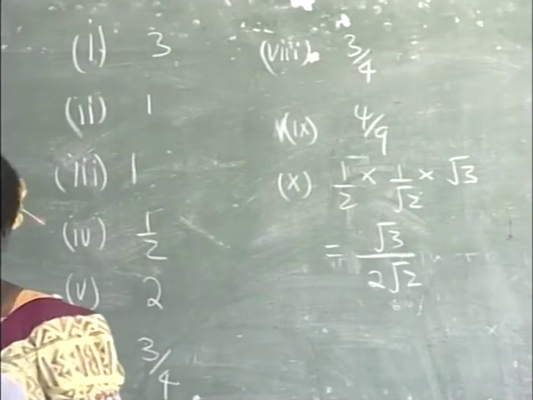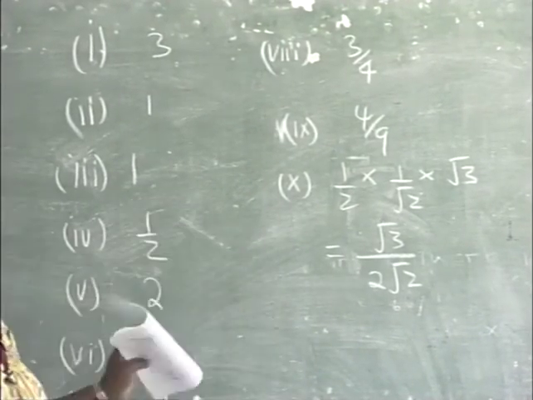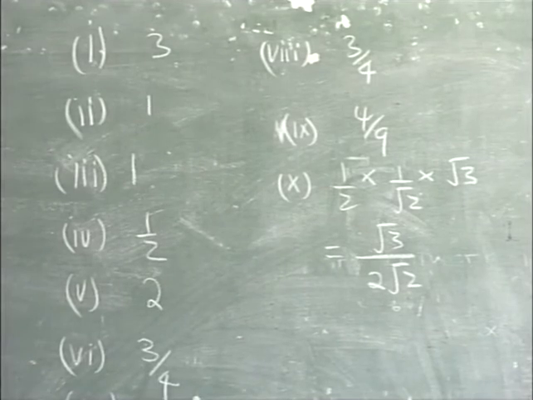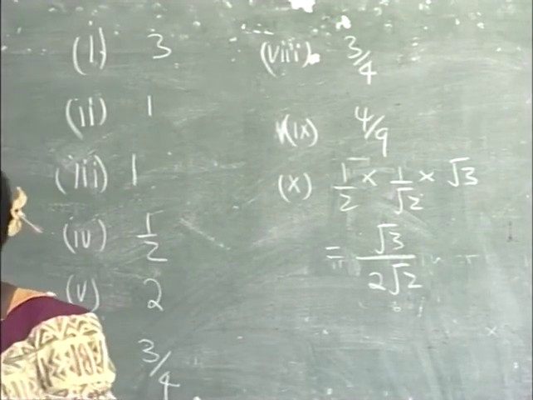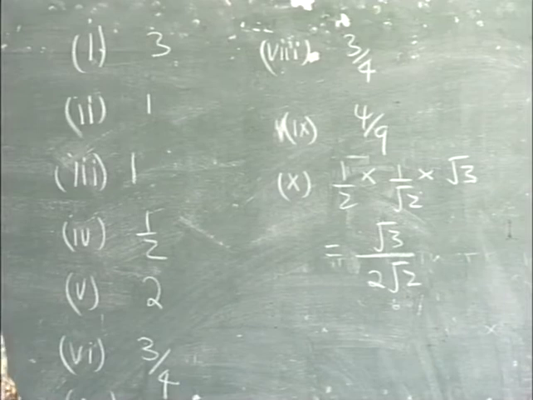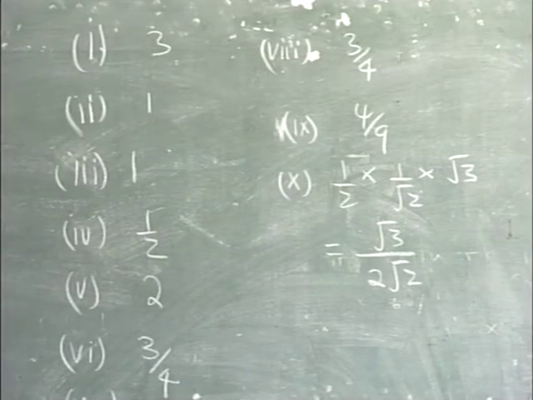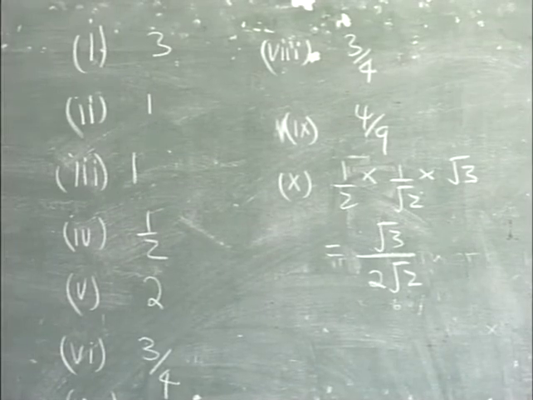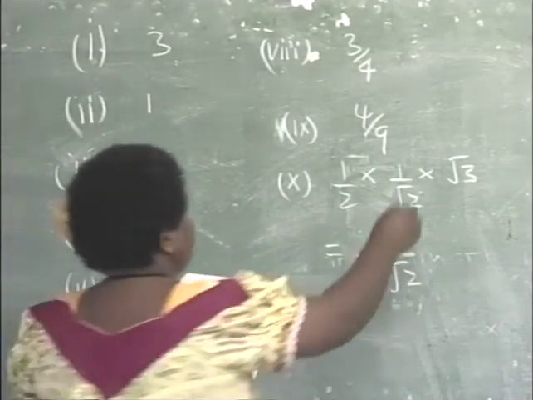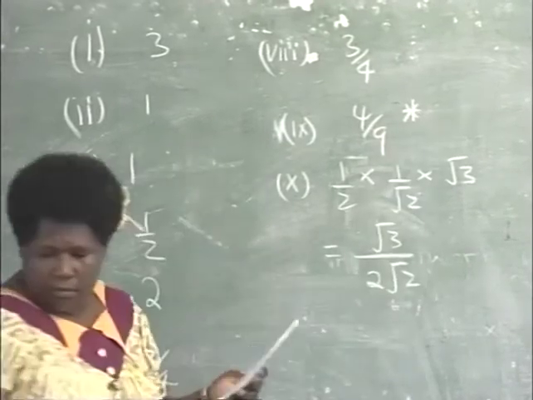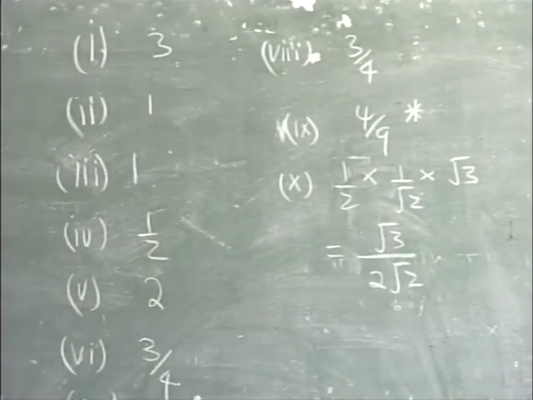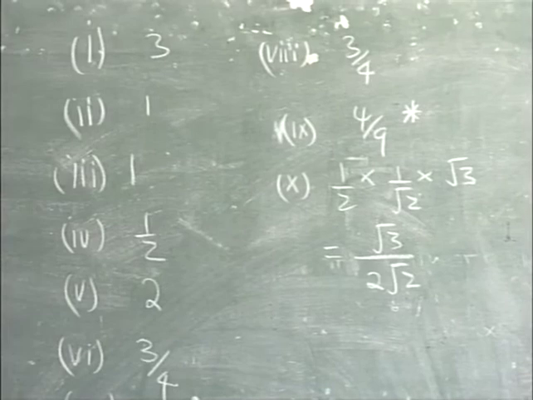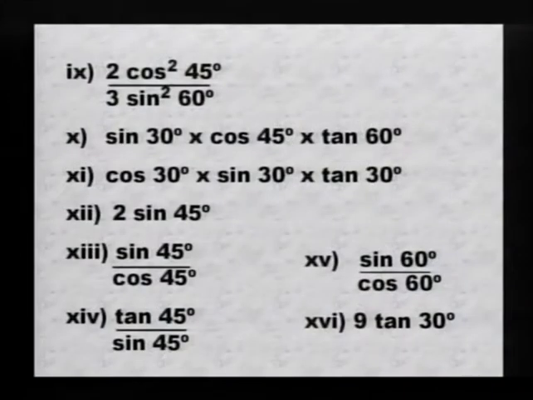Okay, that's number 10. Okay, is there anyone who wants me to explain any of the answers that are on the board, please? Question 9. Okay, question 9. This one, it says you have to find, multiply cos 45 squared by 2 and then sine 60 squared by 3.